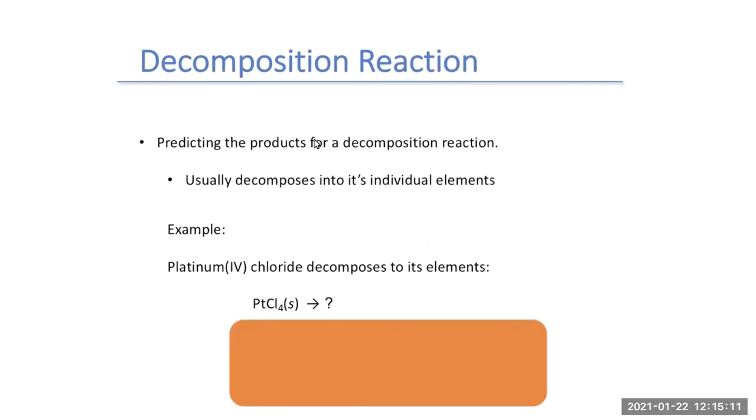So when we predict the product for decomposition, usually it's hard to predict a product unless we know it decomposes into its individual elements. So this will be the key to see. It says it decomposes into its elements. If you see that, then you should be able to predict a decomposition product. So if I took platinum 4 chloride and it decomposes into its elements, you should be able to predict the product. So if we think about it, we have platinum and we have chlorine. So if it decomposes to its elements, the platinum and the chlorines should split apart from each other.